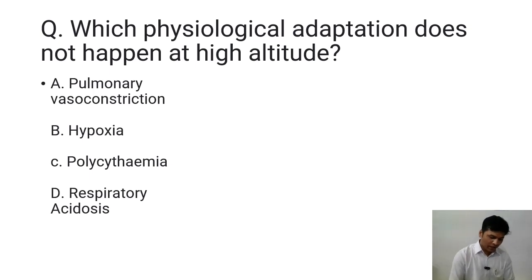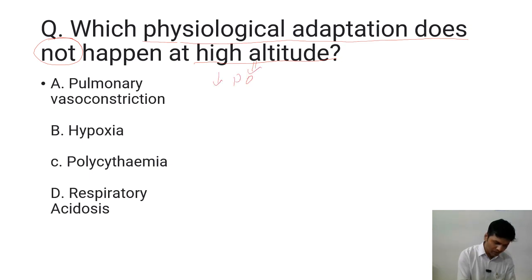Which physiological adaptation does not happen at high altitude? The question is, which physiological adaptation does not happen. Let's see what happens at high altitude. When you go to high altitude, the first thing is decreased partial pressure of oxygen, which obviously leads to hypoxia.